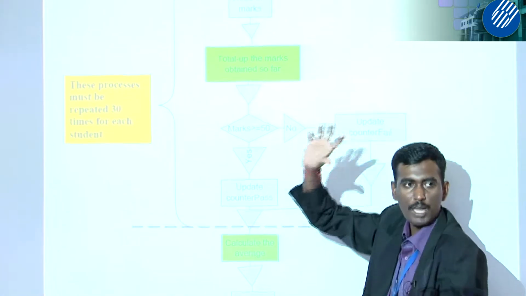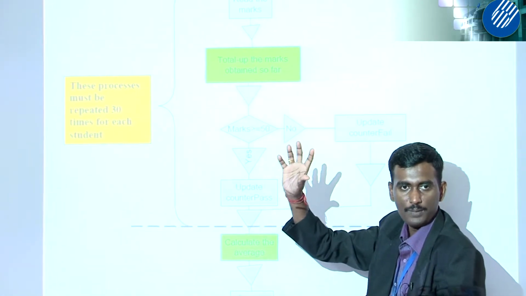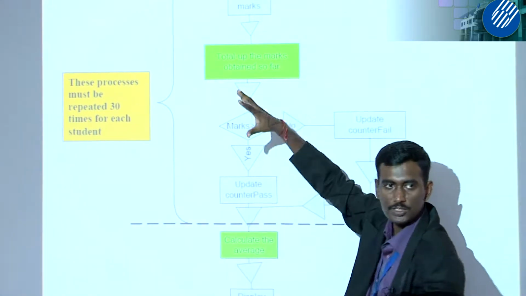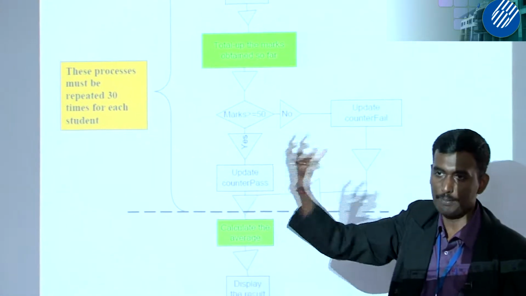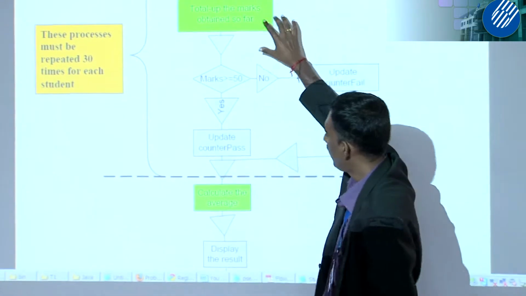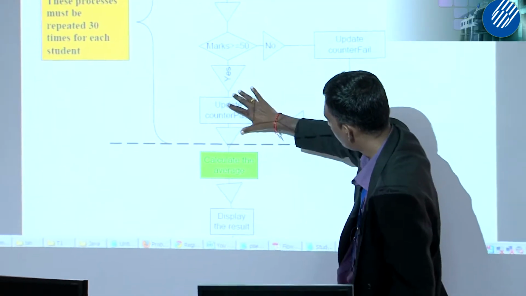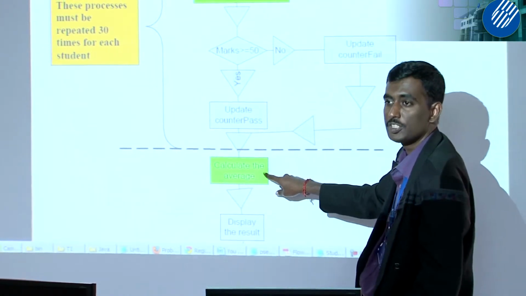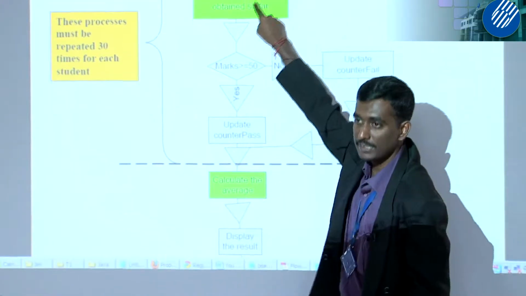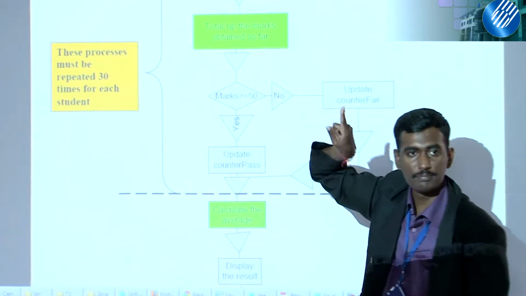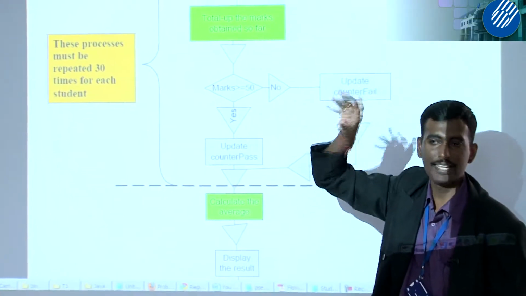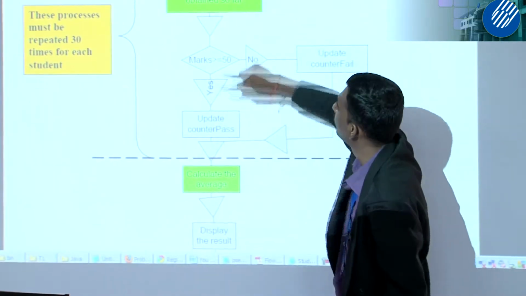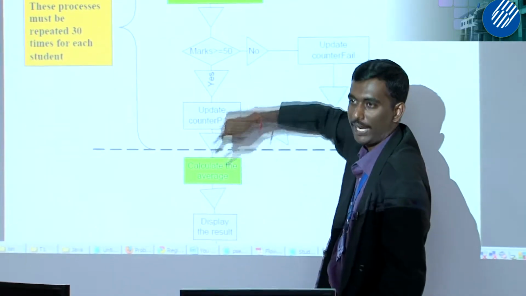You need to total up the marks. You need to total the marks obtained so far in each repetition. Once you get new marks, you add up. Then, after you finish the loop, you calculate the average. You know how to calculate the average? The total here divided by 30. That's the average. Then you display. So the one in green is the new process you need to add.